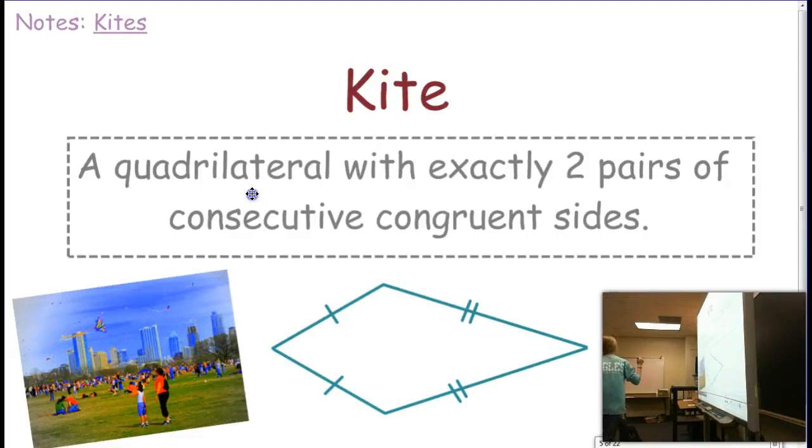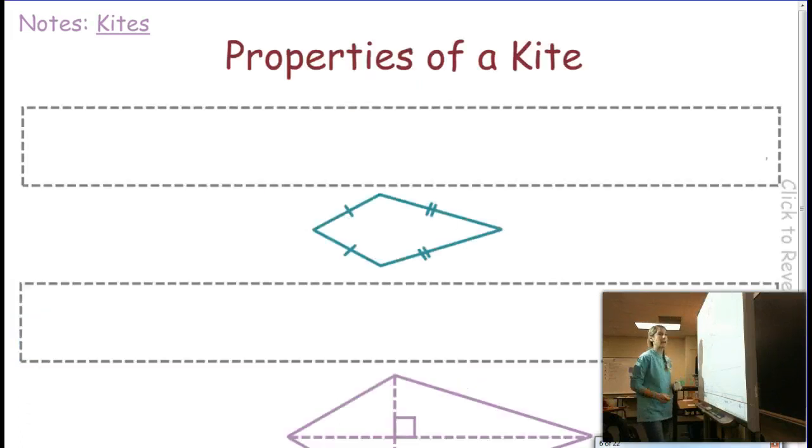How is that definition different from a parallelogram? There's a word that's different. Parallelogram. Well, in a parallelogram, what kind of sides are congruent? Opposite sides. In a kite, what kind of sides are congruent? Consecutive. So the opposite sides in a kite are not congruent. It's the consecutive sides, the ones next to each other.